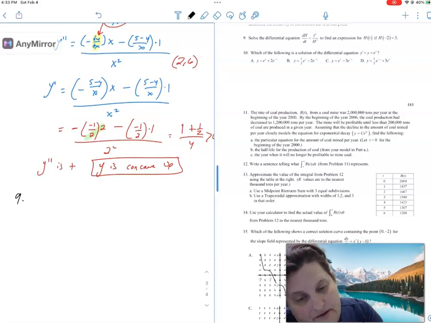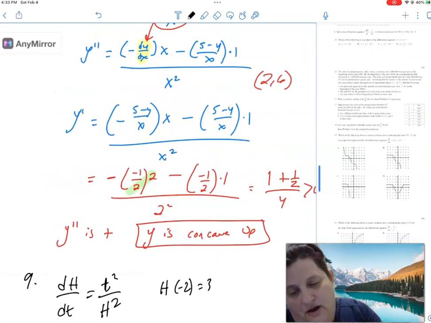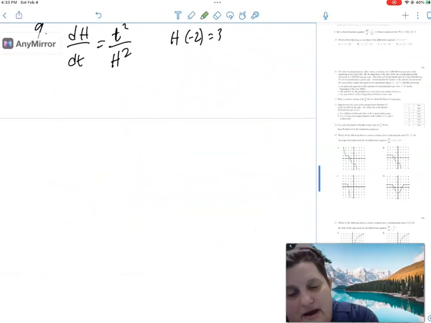Okay, the differential equation is dh/dt is t squared over h squared. Define an expression for h of t if h of negative 2 is 3. Alrighty, here we go. Separating out the variables, h squared dh equals t squared dt.